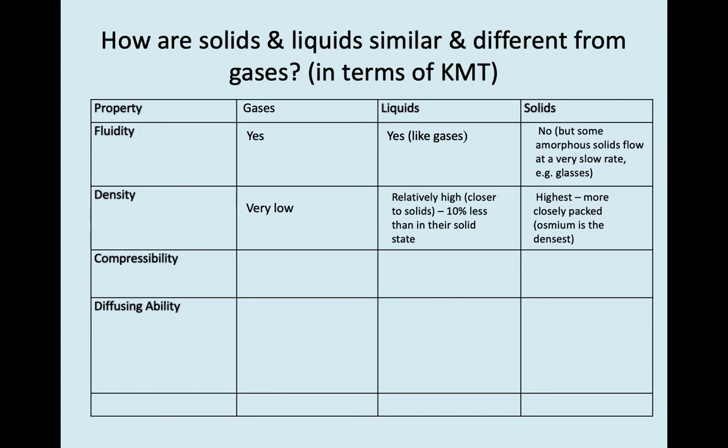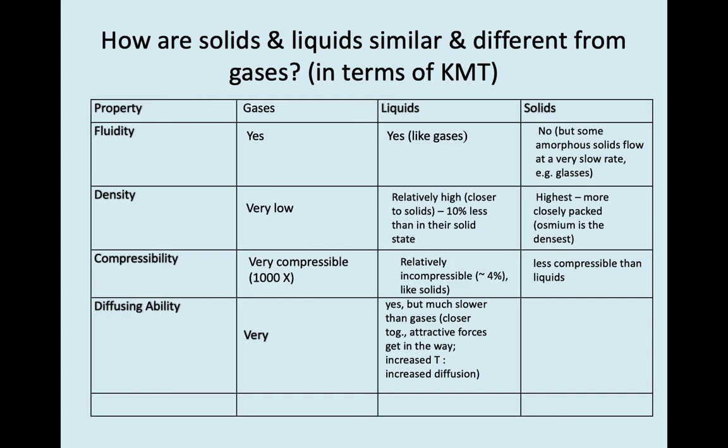What about compressibility? Can we take something and make it smaller? Gases, yes, very, very compressible, sometimes up to 1,000 times compressible or smaller than they started with. Liquids, relatively incompressible, about 4%, pretty much like solids, right? Solids, even less compressible. You can't take them and squish them into a smaller space. Diffusibility, can it move from one place to another? We're going to talk a lot about diffusion. Gases, yes, very diffusing. Liquids, yes, but it's slower because they have attractive forces between molecules, right? If we increase the temperature, though, we're going to increase the rate of diffusion, which we can actually see with some other particles too. And solids are just millions of times slower even than liquids, so they really have a poor diffusibility rate.